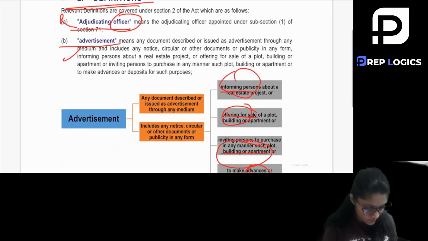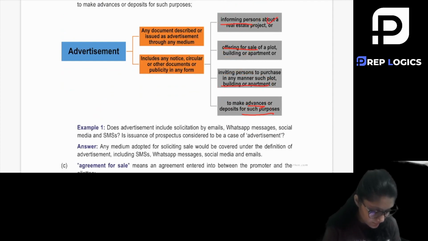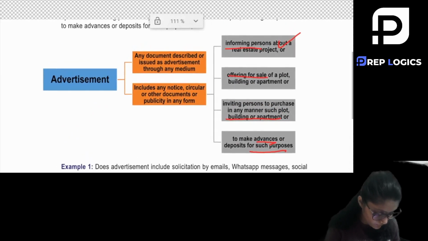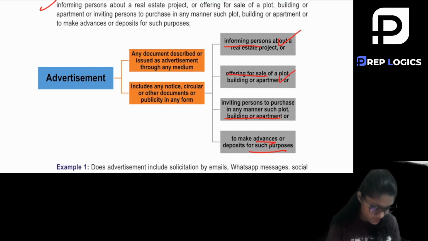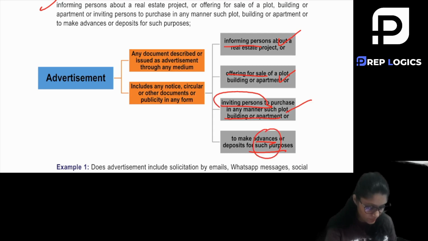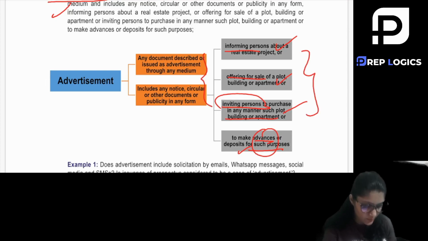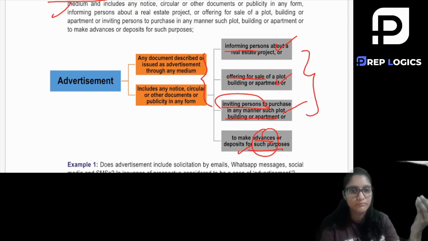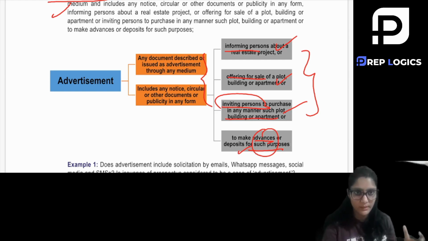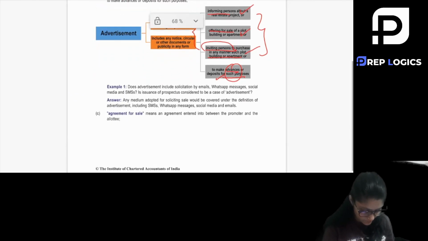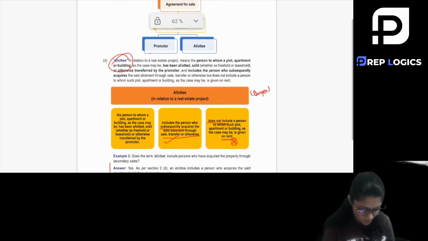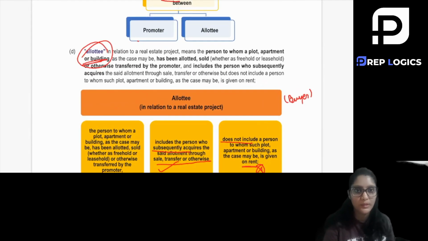The advertisement is anything that is informing any person about the project, offering for sale, inviting persons for purchase, to make an advance for such purpose. Okay, these are the things that are called advertisement, basically to invite the person to purchase the building. Now, who are the allottees? I have told you the allottee is the person who actually buys the building.